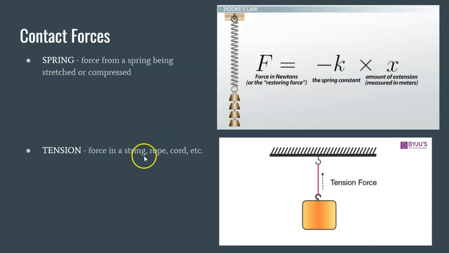And then tension is a force in some kind of rope or string that is holding something up. Maybe it's hanging from a ceiling, but there's some tension holding something up from the ceiling. Or it could also be tension in a rope. Maybe during tug of war, that rope is experiencing tension. And so that's another force that we might feel as we are playing tug of war. So that's another contact force.